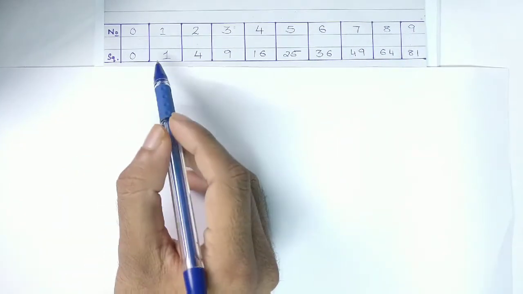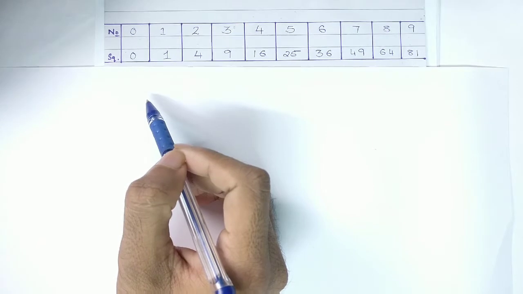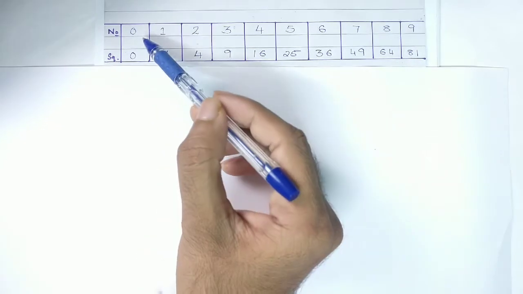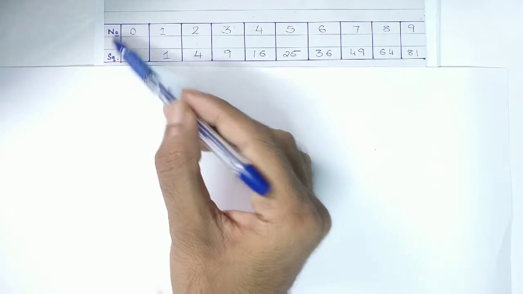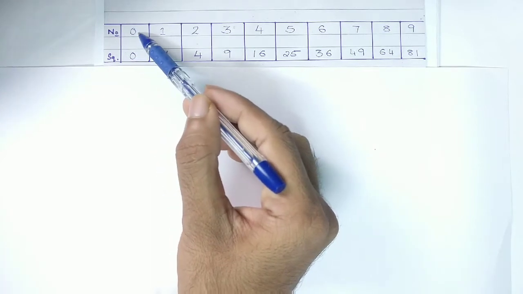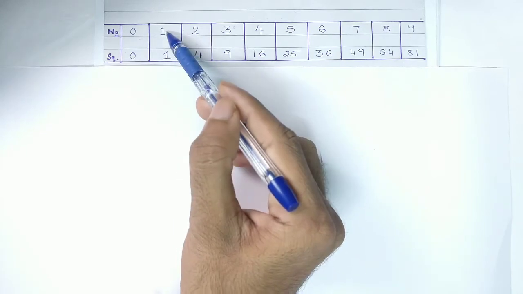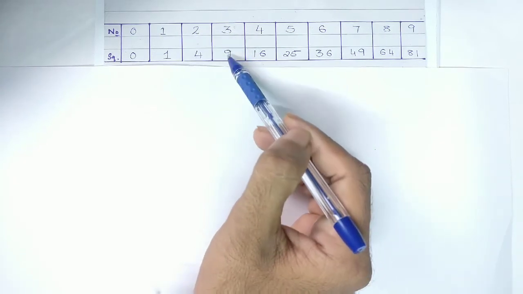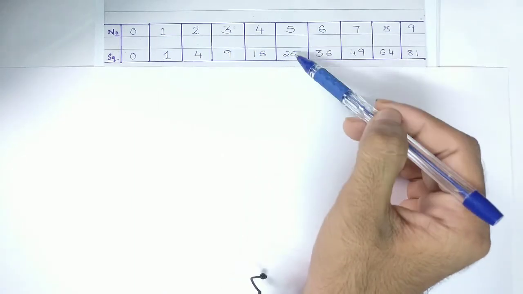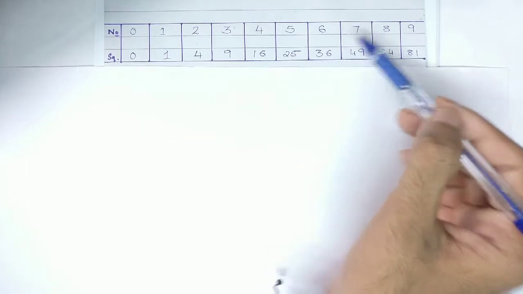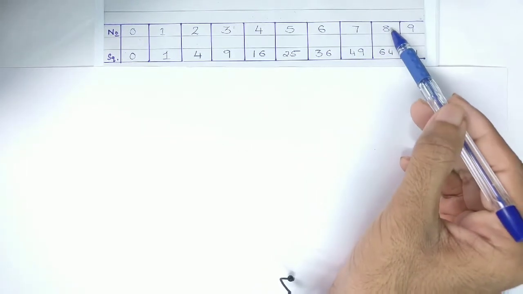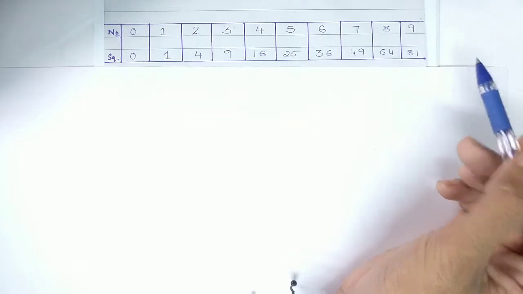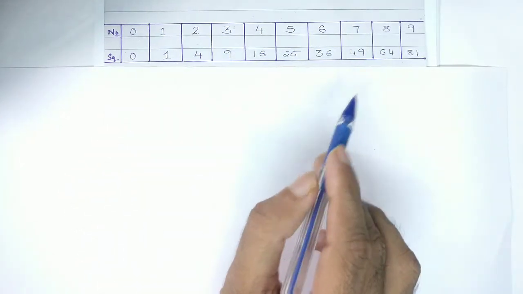So to find the square root of any number, what you need to have in mind is the squares of these numbers. So what I've done is I've written over here the number and its square. Square of 0 is 0, square of 1 is 1, square of 2 is 4, 3 is 9, 4 is 16, 5 is 25, and square of 6 is 36, square of 7 is 49, square of 8 is 64, and square of 9 is 81, and square of 10 is 100. Okay, so this is something that you need to remember.